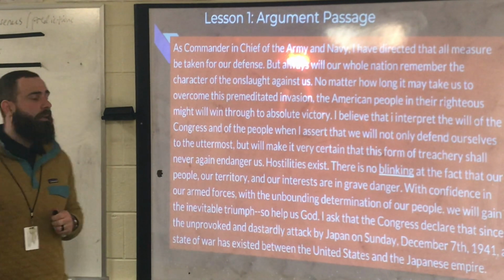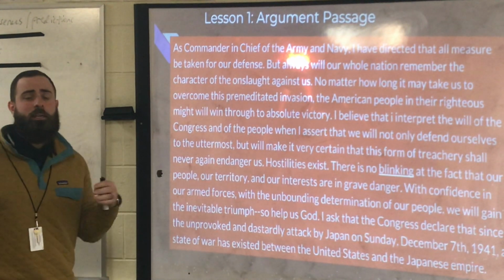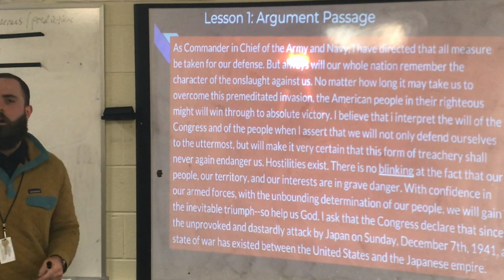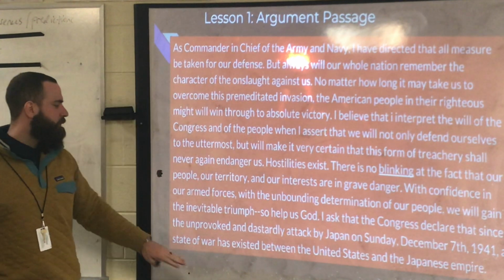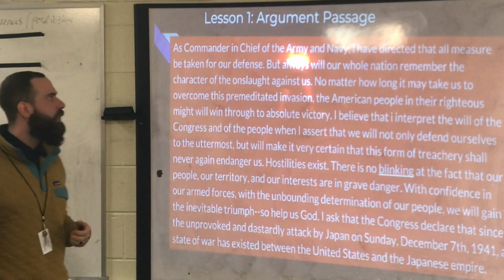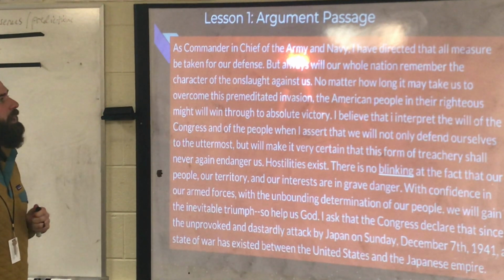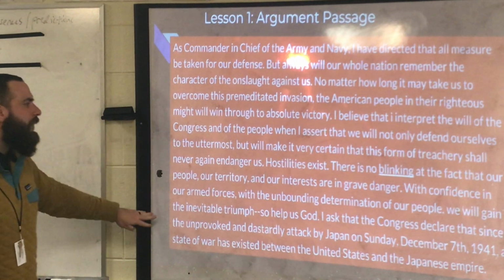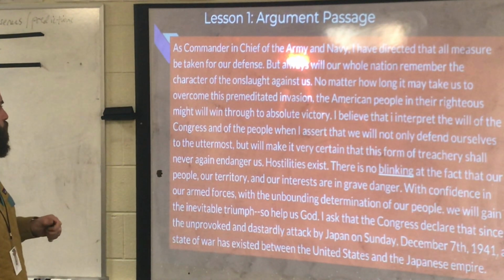So what we had here is from FDR's speech after the Pearl Harbor attack. Again, just like in the previous example that we did as a group, we want to first identify what is the argument the author, FDR, is making. So we look at our first sentence and our last sentence to try to identify that. The first sentence is, as a Commander-in-Chief of the Army and Navy, I have directed that all measures be taken for our defense. Whereas the last sentence reads as follows.